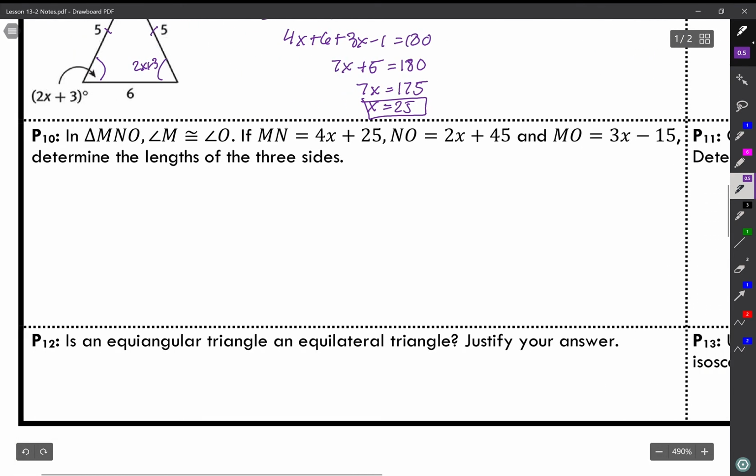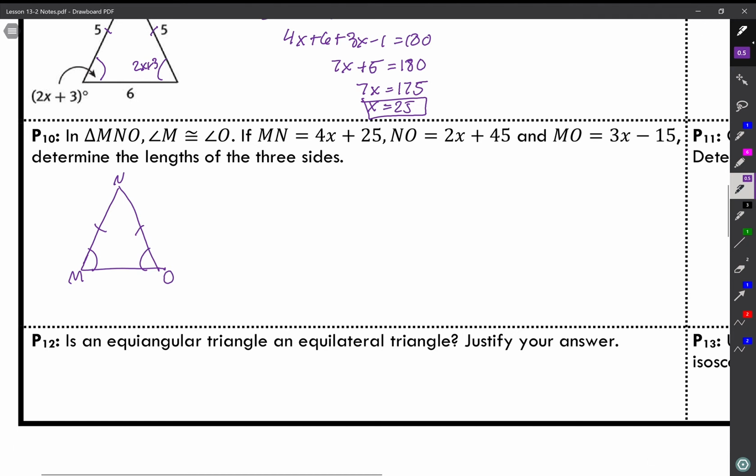In triangle MNO, angle M and angle O are congruent. Like how we usually draw our triangles, let's say M and O are down here. They are congruent, so that means these two sides are congruent as well, because it's an isosceles triangle. So this will be angle N at the top.